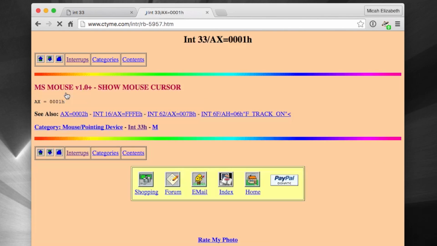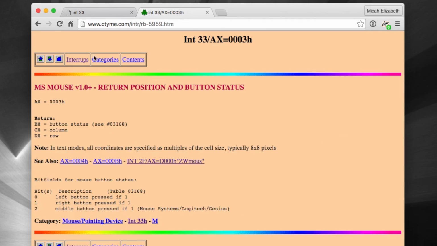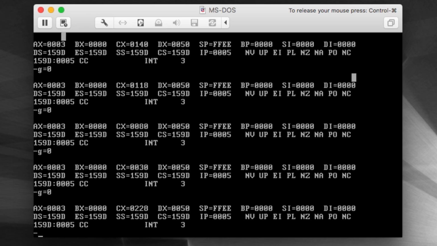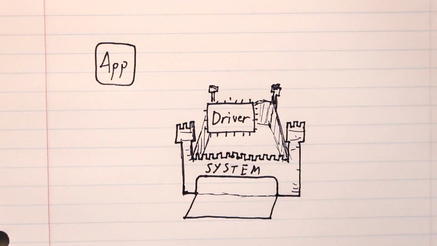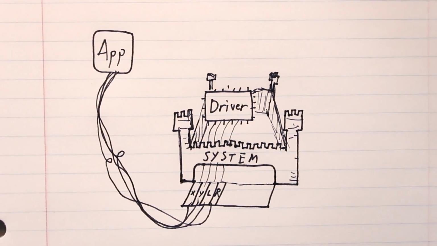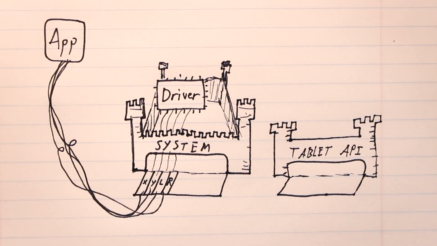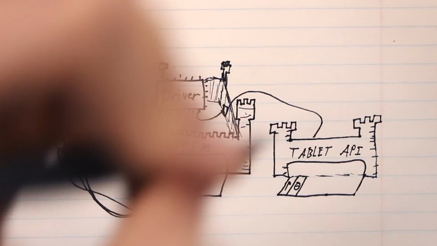Even now, over 30 years later, we're still dealing with some of the consequences of this tension between the designers of the hardware and the designers of the operating system infrastructure. Drivers for tablets have to somehow fit into the system's interface for mouse drivers in order to share the cursor. When tablets first became popular, operating systems didn't have any support for their unique features, so they had to create their own application programming interfaces.